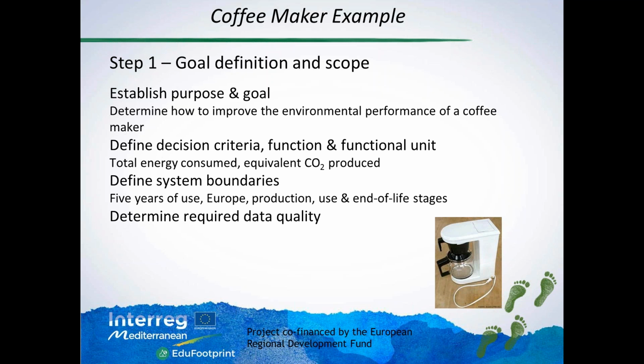The functional unit was total energy consumed, equivalent CO2 produced. The system boundaries were 5 years of use, and the production, use, and end of life stages. So they started from the use phase, the production, and the end of life stages. And then they determined which data were required and which data quality was required.